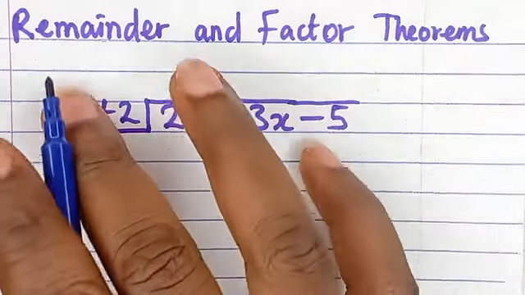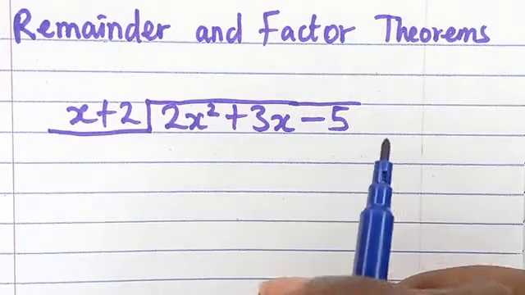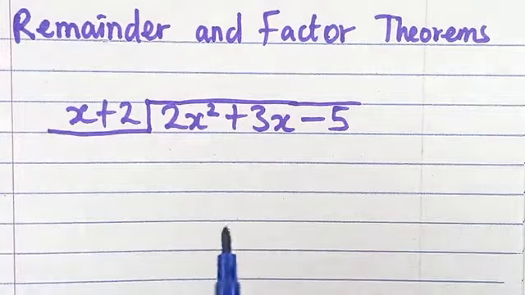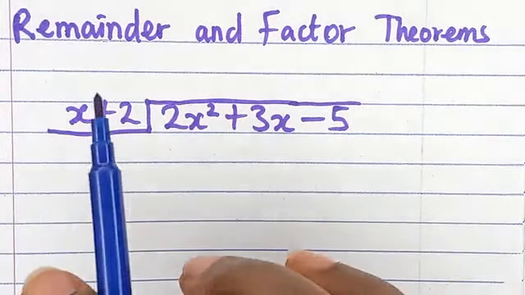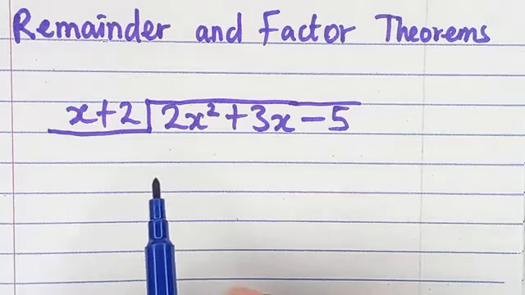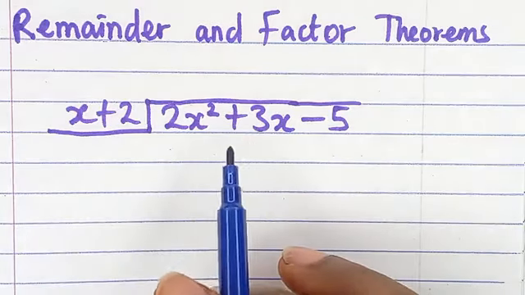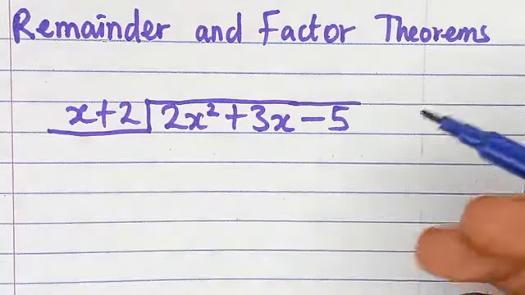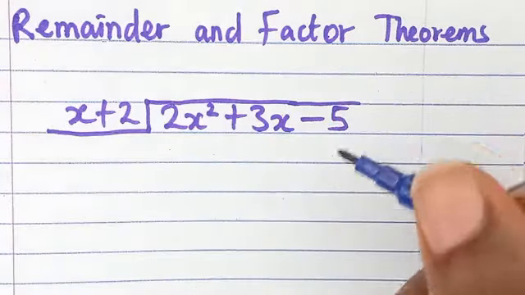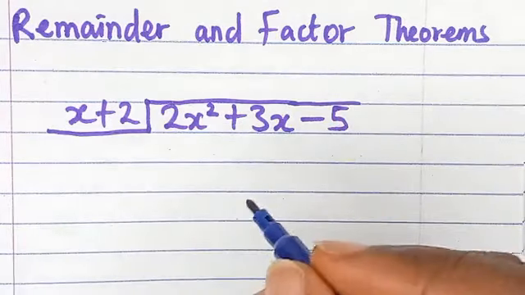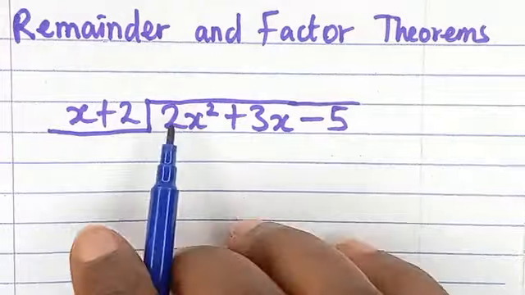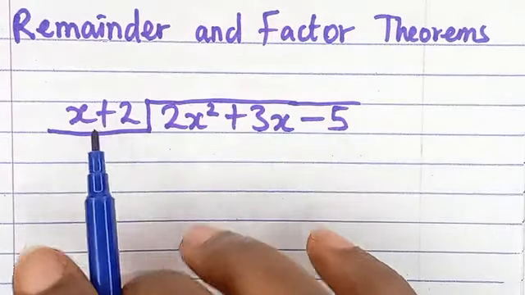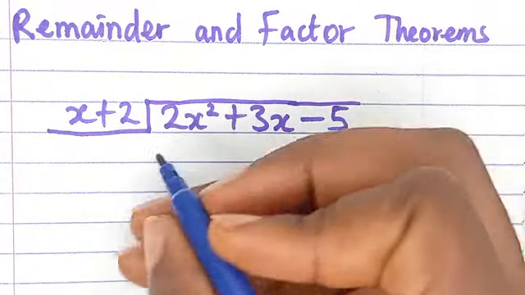Here we are discussing the remainder and factor theorems, which stem from polynomials. Now, the remainder theorem comes from when we divide a polynomial by another polynomial and there is a remainder out of that division. So let's just use this example of dividing this polynomial by this other polynomial.